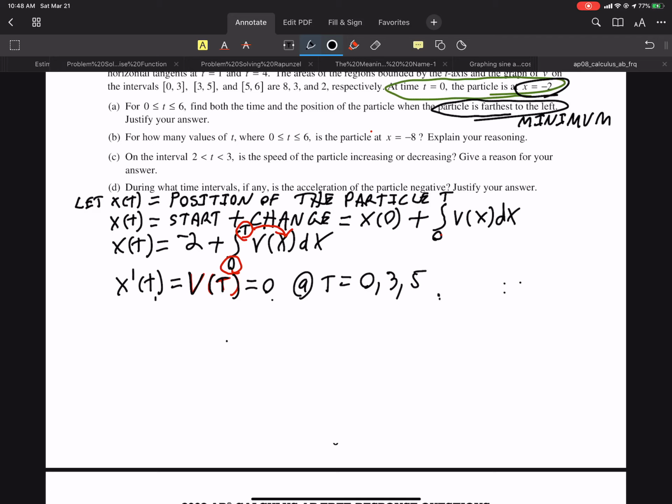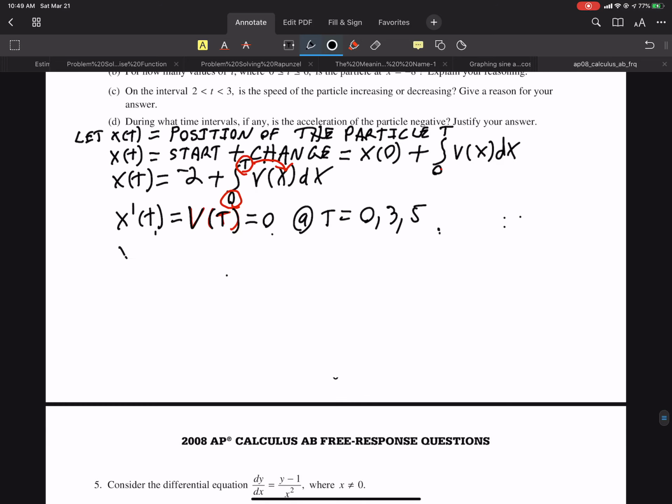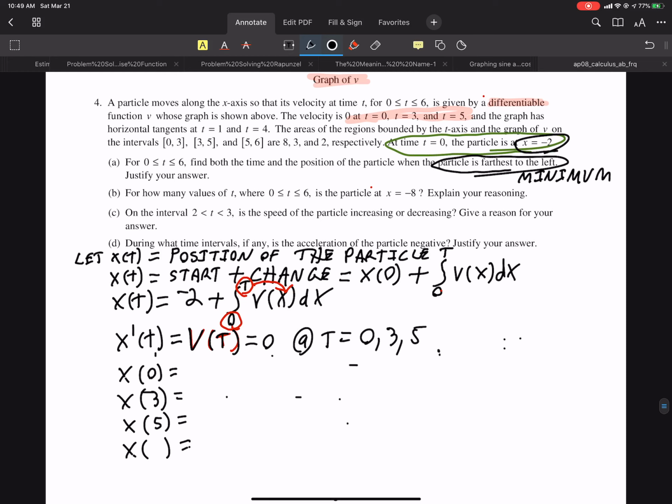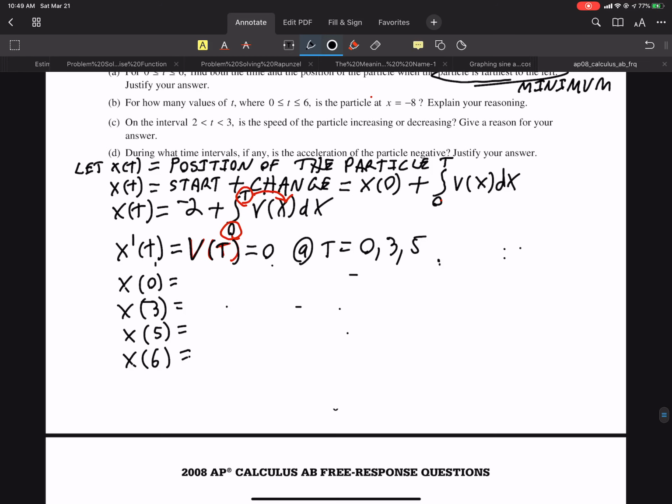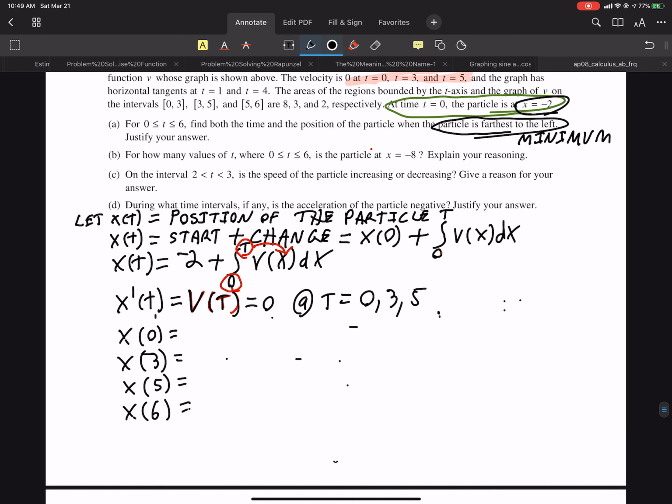So how do we know when it's furthest to the left? It has to occur at one of these critical points, or the other option, it happens at the endpoints. So if we can find the position at all of those, whichever one's the smallest has to be the minimum. So we need the position at the left endpoint, the position at our critical points, and the position at our right endpoint, which was given as 6. Well, 0 is easy. They tell us that. That's -2.